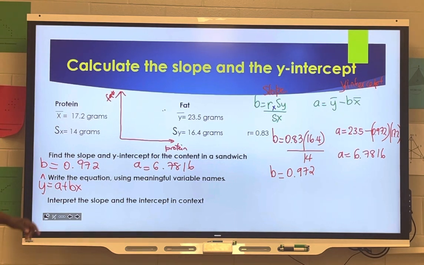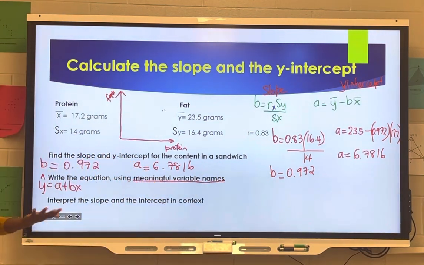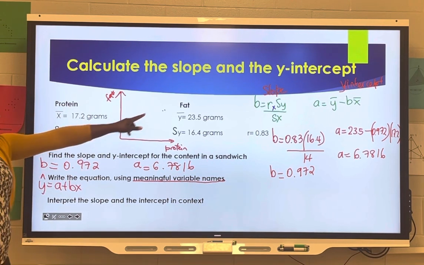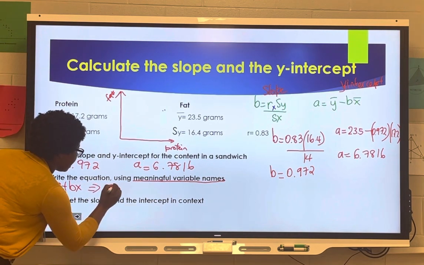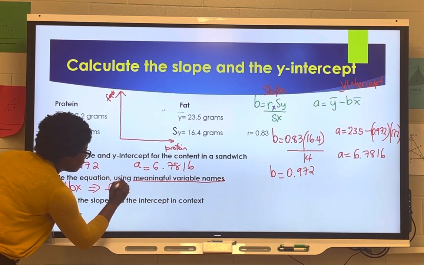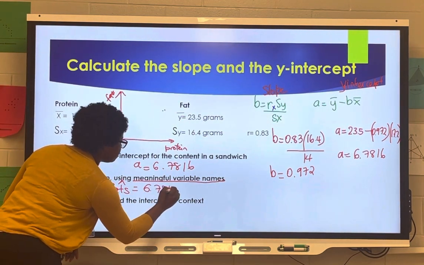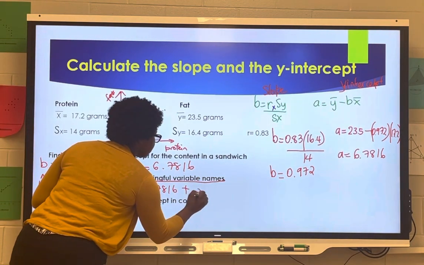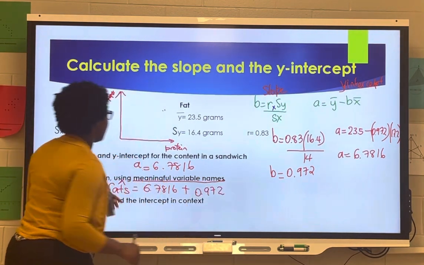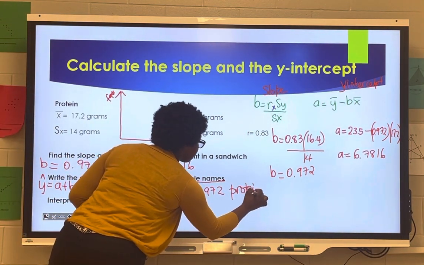So, meaningful variables basically is asking us to tell what this means in the real world. Since x represents protein and y represents fat, we can say fat hat is equal to a, 6.7816, plus our b value, 0.972, and protein represents x, so we say protein right here.